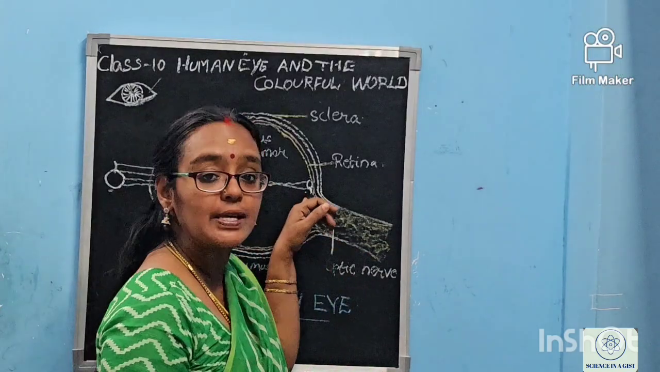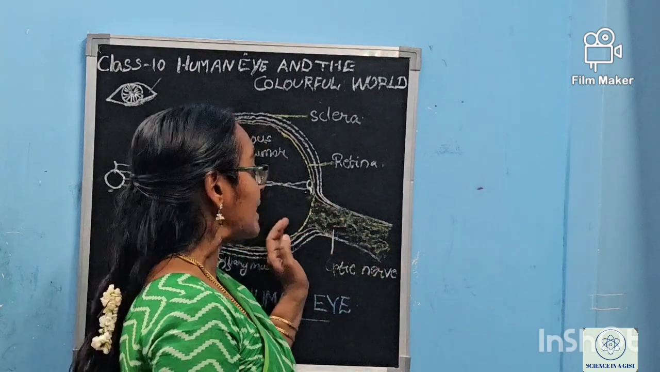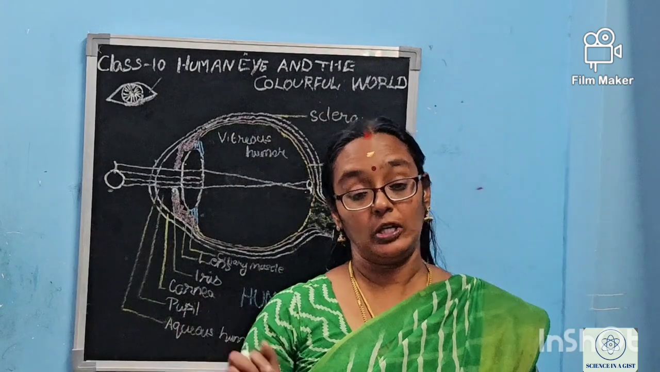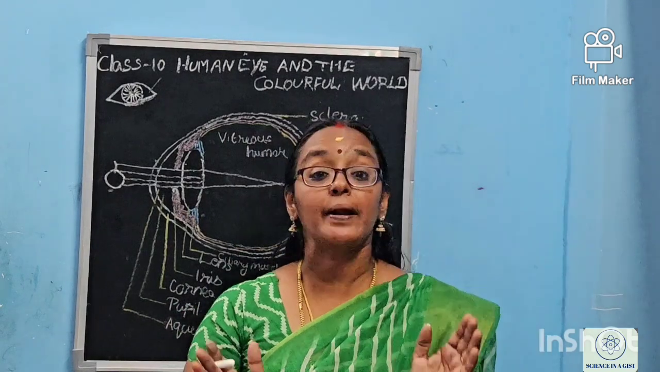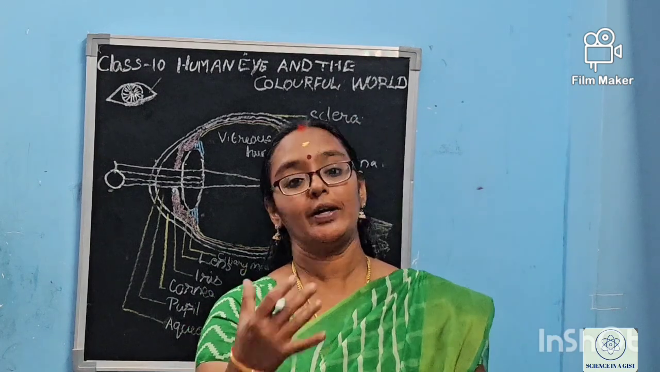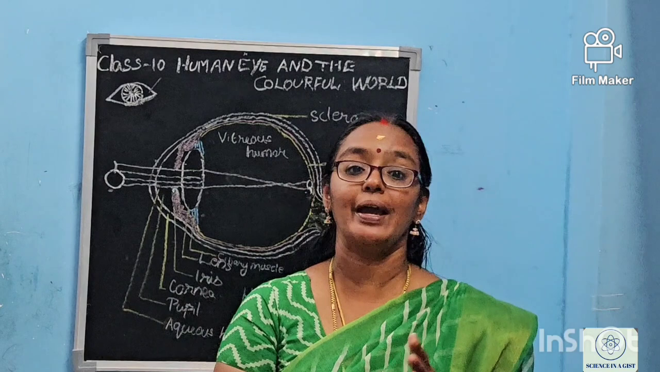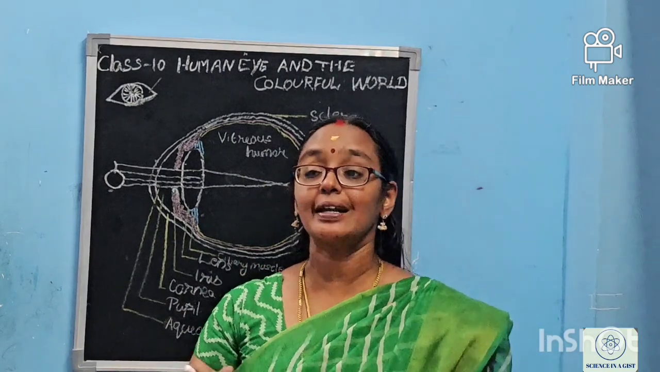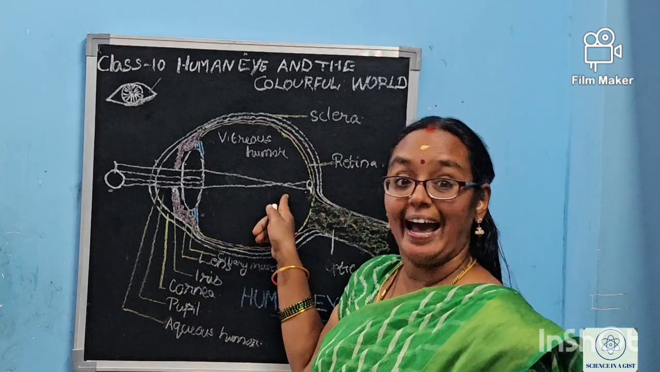Here optic nerves are there. These optic nerves take this as electric signals and direct it to the brain. So what will the brain do? The brain processes these signals and converts the inverted one into erect images. So we are seeing the objects as the erect one, but it is falling on the retina as the inverted one.